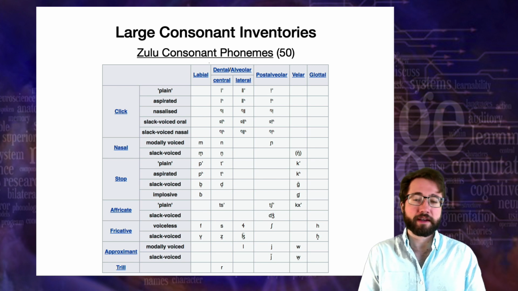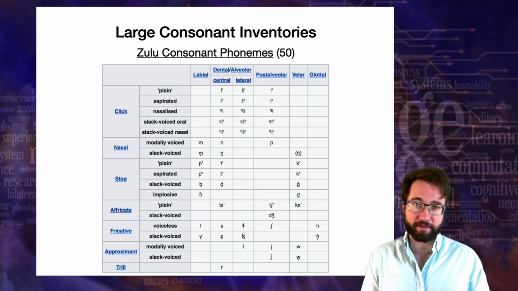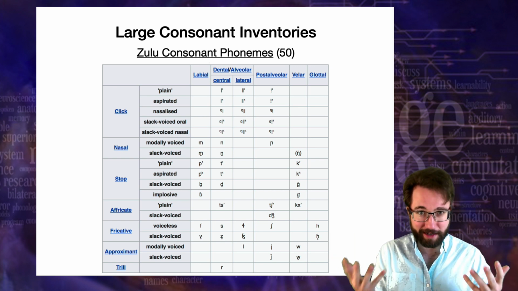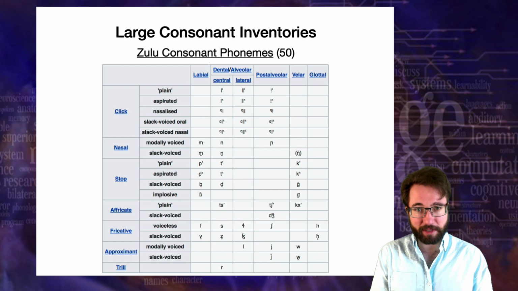So, Zulu. How much bigger do you think a consonant inventory can get? This is the first example I'm showing you, so you know there's going to be something more complex, right? What could be more complex than Zulu? Let's take a look.